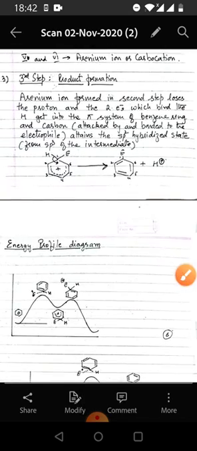Now we come to the third step. Arenium ion formed in second step loses the proton, and the 2 electrons which bind the hydrogen get into the pi system of the benzene ring, and carbon attacked by and bonded to the electrophile attains the sp2 hybridized state from sp3 of the intermediate, and aromaticity is retained, and we get the product, and this hydrogen is lost as a proton.